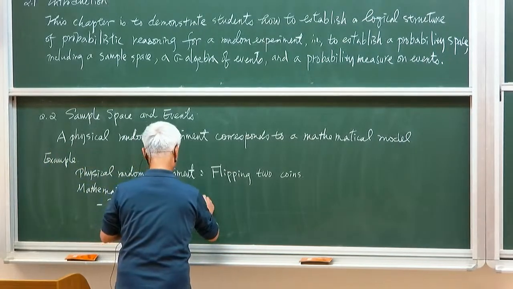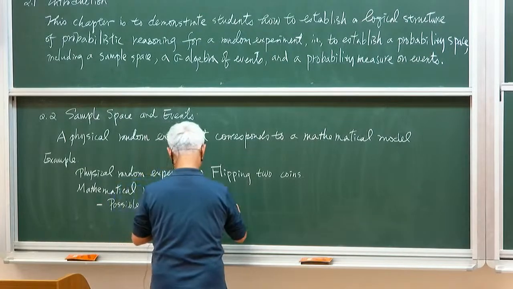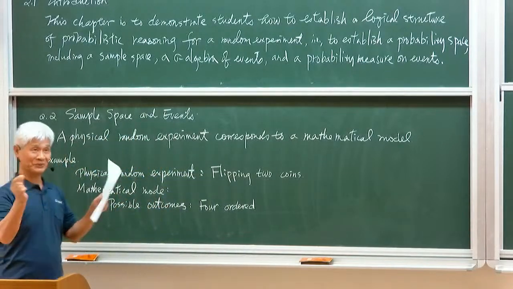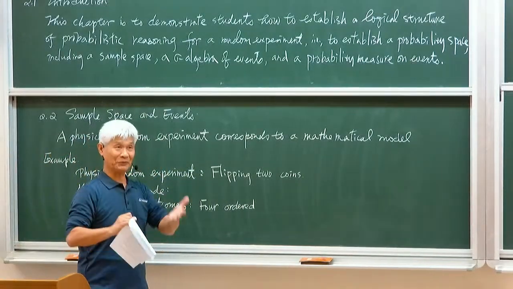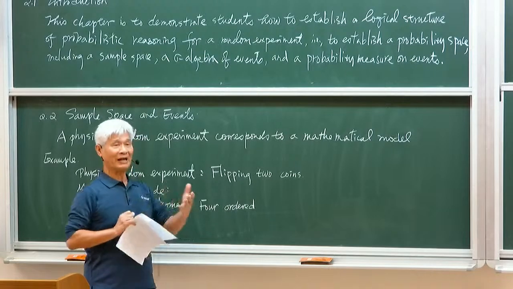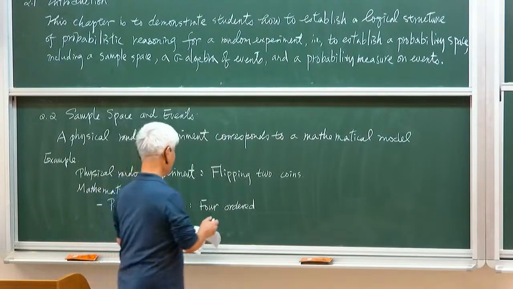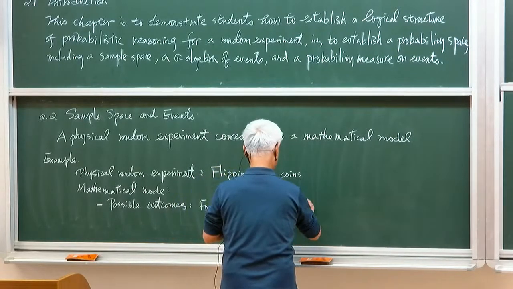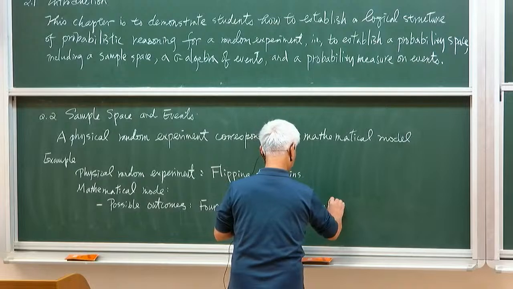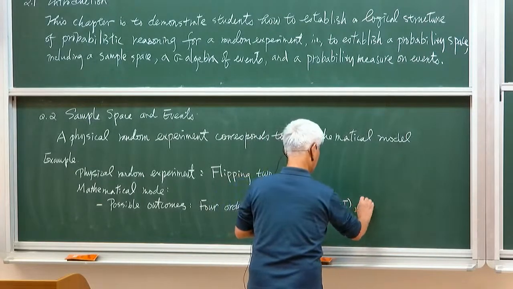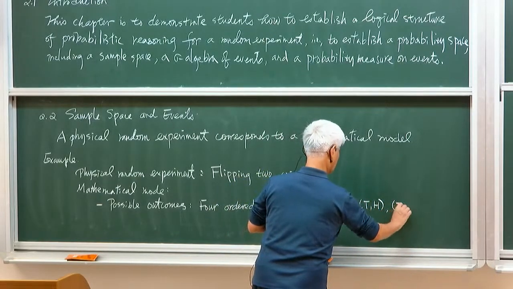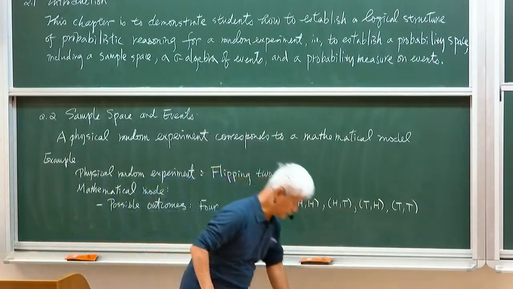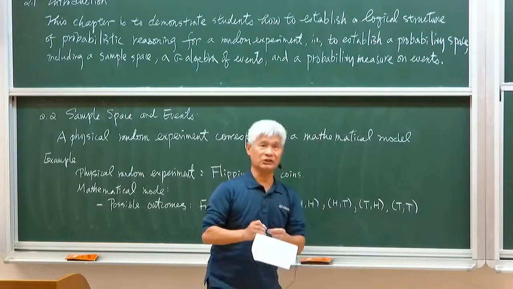All right. So there are four ordered pairs. Because we are concerned about mathematical modeling, we would like to use mathematical symbols, right? We learned before to model the outcome. So there are four ordered pairs to represent possible outcomes.